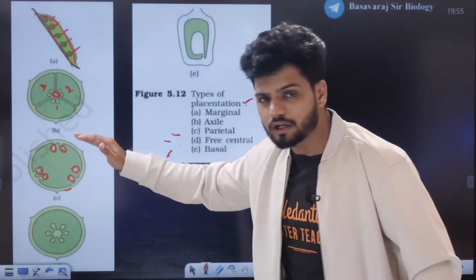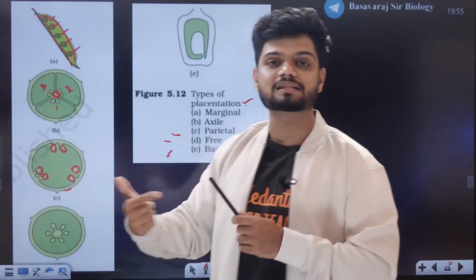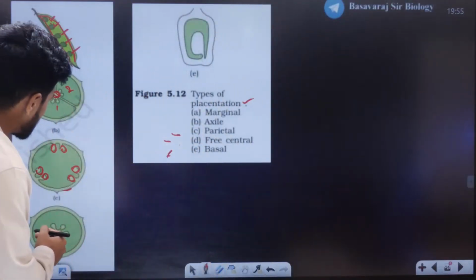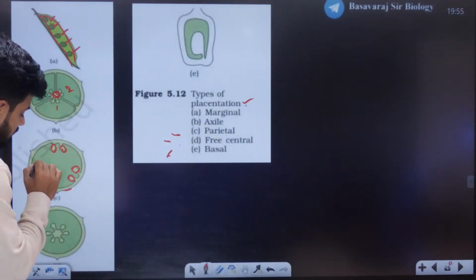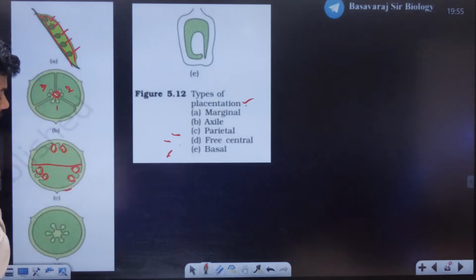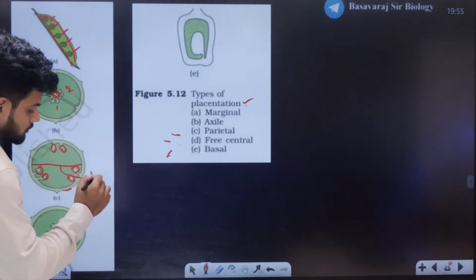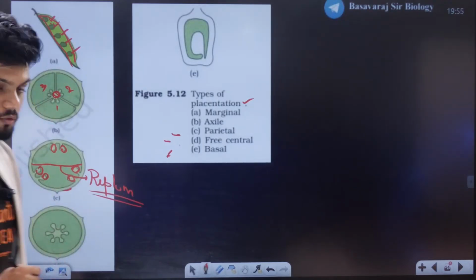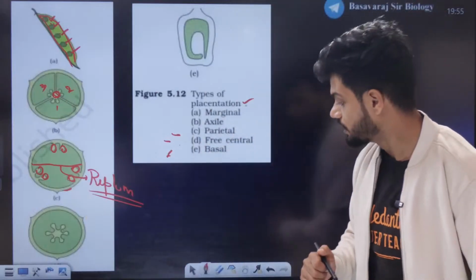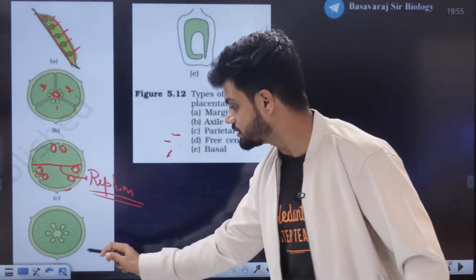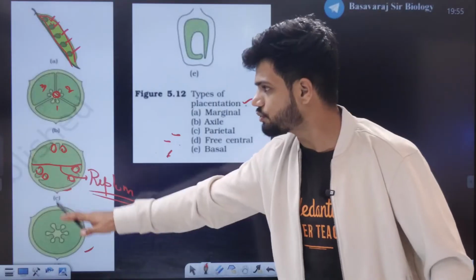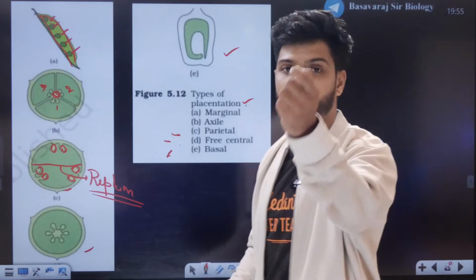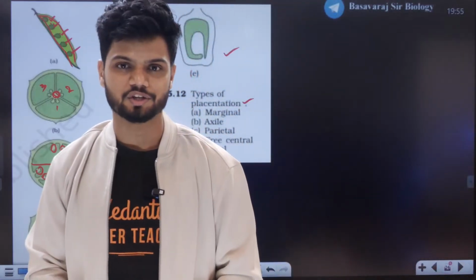It is usually unilocular, but later in the plant's life, it becomes bilocular. Why? Because at a later stage in the plant's life cycle, there is a formation of a false septum called replum. It becomes bilocular eventually. Next is free central. There is no septa formation here. Last is basal placentation. A single ovule is present at the base, called basal placentation.